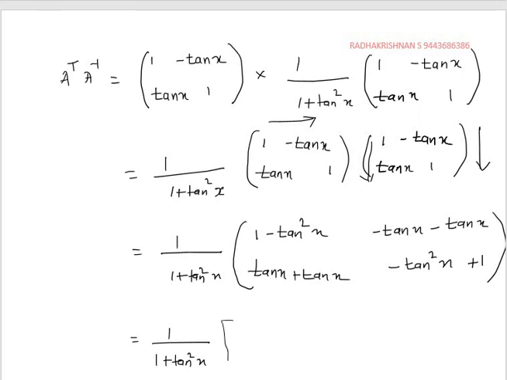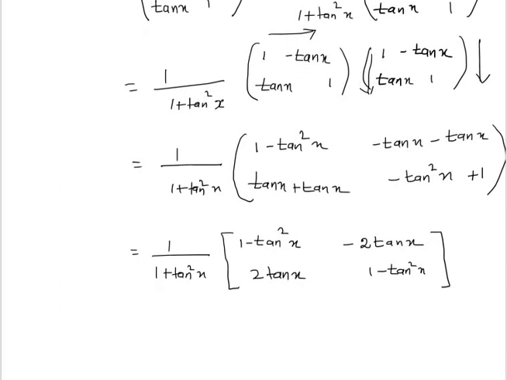Simplify this matrix. If I simplify, what do we get? This 1 minus tan square x, I cannot simplify further. Here minus tan x minus tan x, this I can write as minus 2 tan x. Similarly, second row, tan x plus tan x, that could be written as 2 tan x. This is again 1 minus tan square x. I can rearrange the order and write. Understood? Now next is for this 1 by 1 plus tan square x.